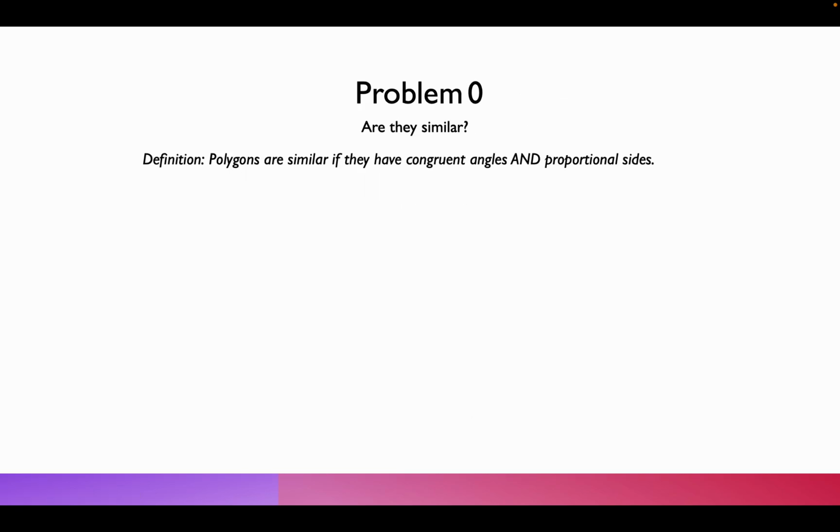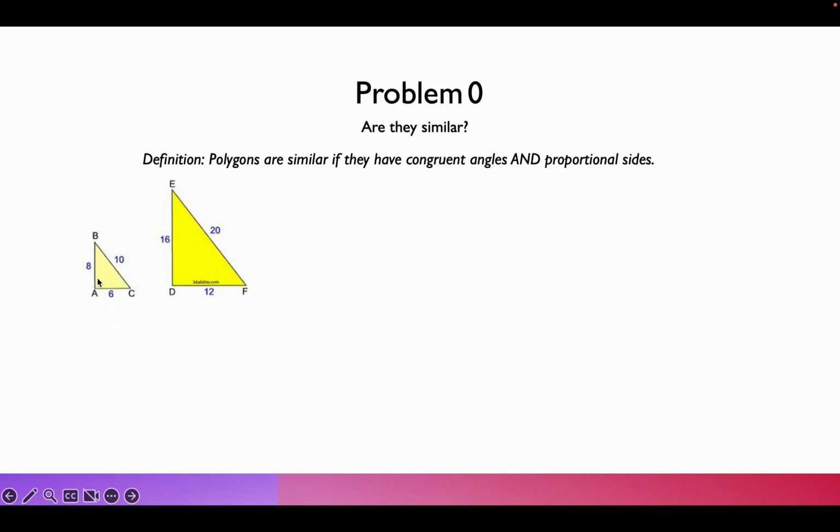So problem 0. First of all, are they similar? Polygons are similar if they have congruent angles and proportional sides. So here's a couple examples. Let's see if they are. Let's see if you can figure out which ones are similar and which ones are not.